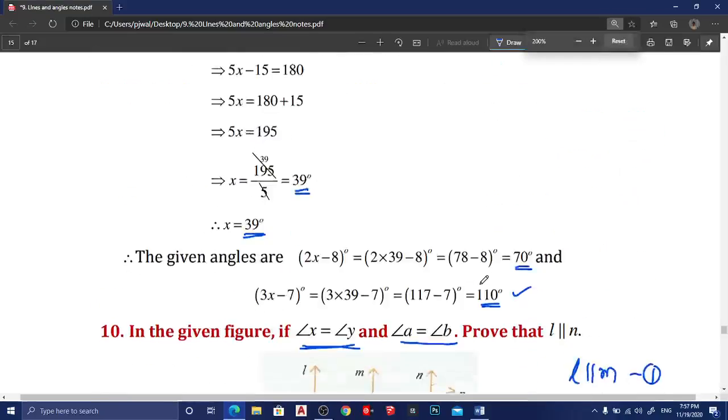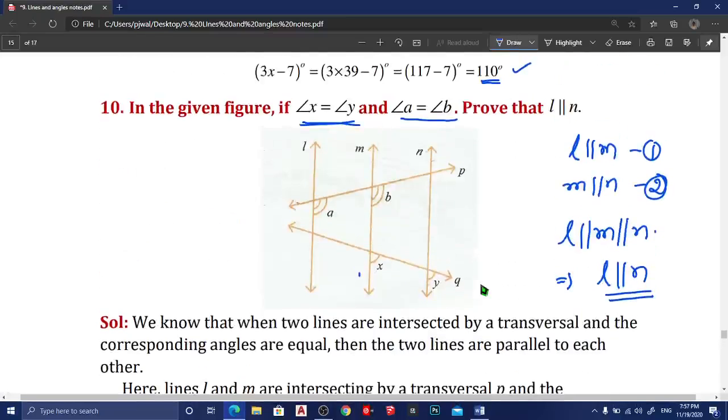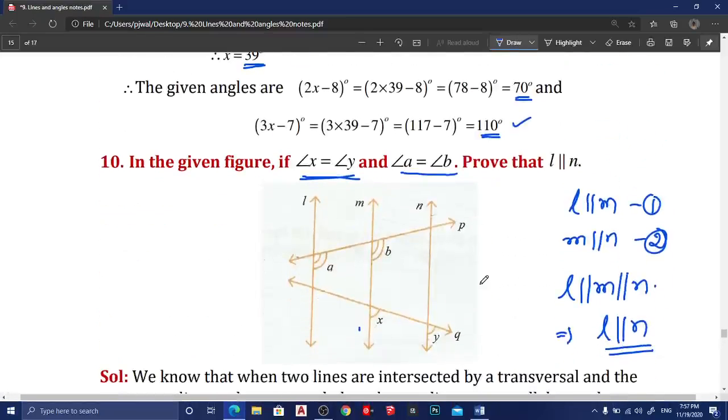It looks like a big problem, but it is a simple problem. So up to here, this chapter is over. Now you have to solve the remaining oral quiz problems by yourself using your textbook.